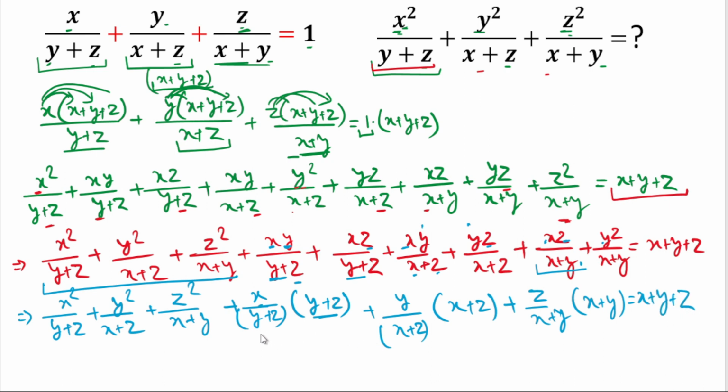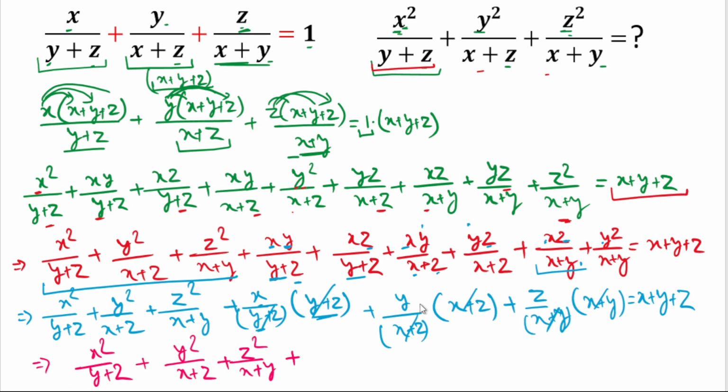Now we'll simplify here. If we look at y plus z in the denominator and numerator, we can cancel this, likewise x plus z and x plus z, and x plus y and x plus y. So here we can write x square over y plus z plus y square over x plus z plus z square over x plus y plus, here we have x plus y plus z, that is equal to x plus y plus z. So in the left hand side and right hand side, x and x get cancelled, y and y, z and z. So in the right hand side we now have 0.